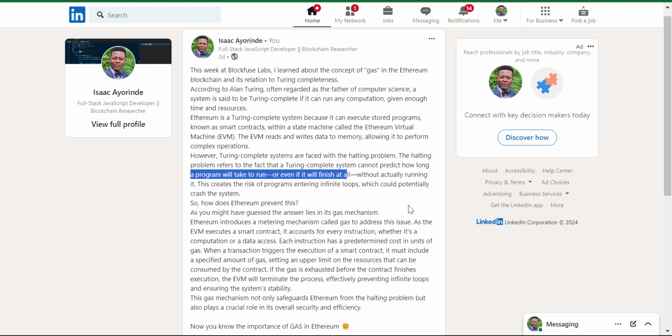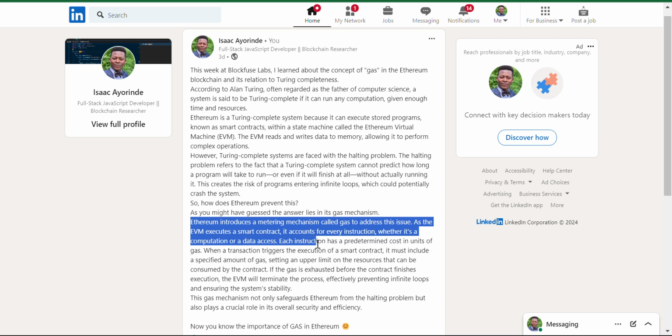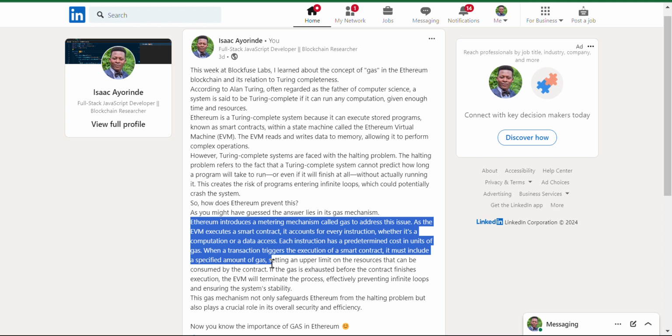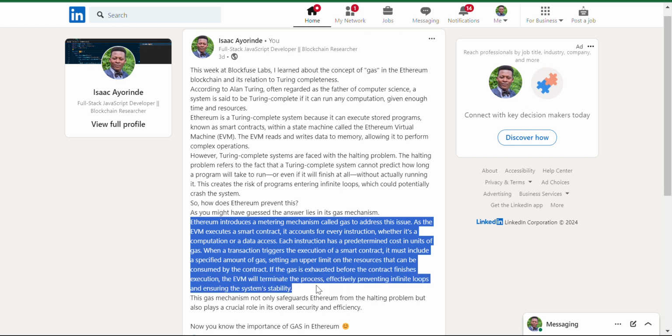So let's read. As you might have guessed, the answer lies in its gas mechanism. Ethereum introduces a metering mechanism called gas to address this issue. As the EVM executes a smart contract, it accounts for every instruction, whether it's a computation or data access. Each instruction has a predetermined cost in units of gas. When a transaction triggers the execution of a smart contract, it must include a specified amount of gas, setting an upper limit on the resources that can be consumed by the contract. If the gas is exhausted before the contract finishes execution, the EVM will terminate the process, effectively preventing infinite loops and ensuring system stability.